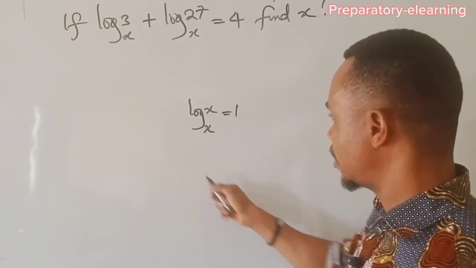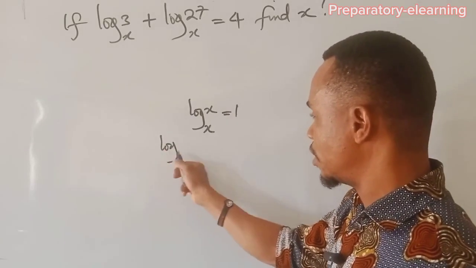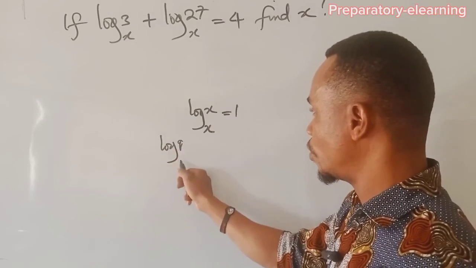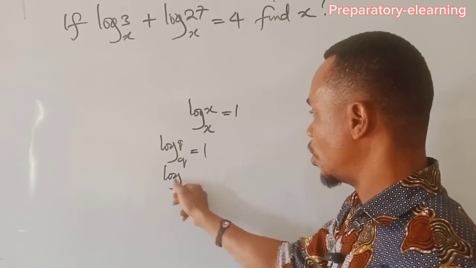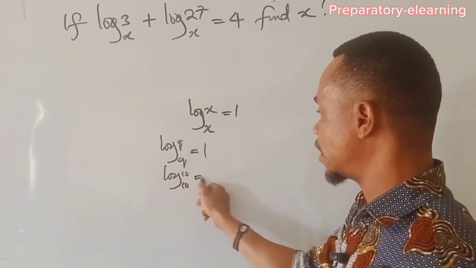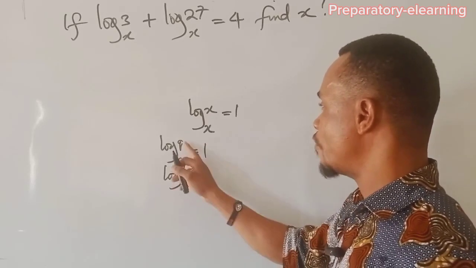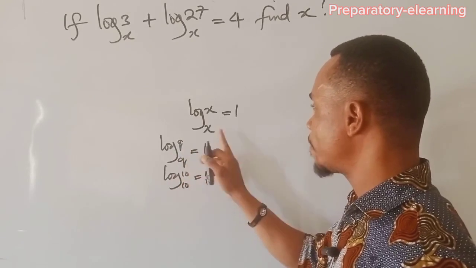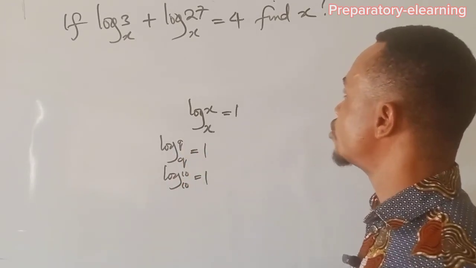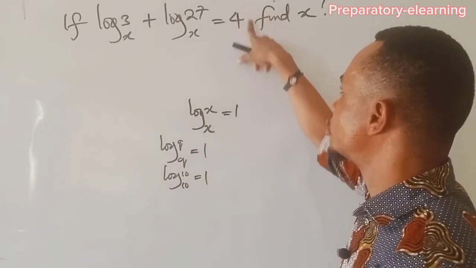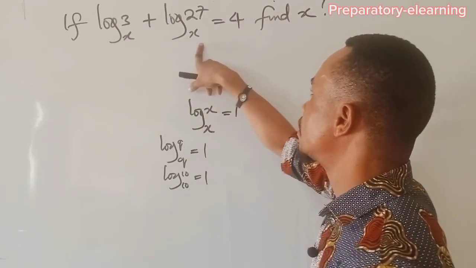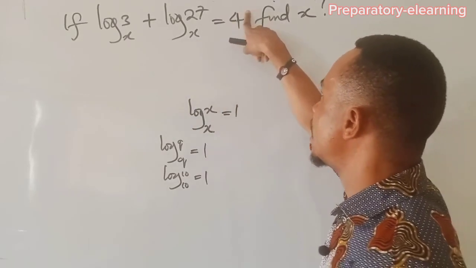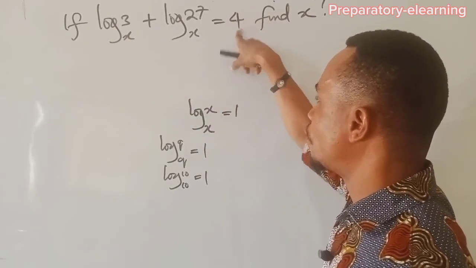There is a law that says log of the same base, be it log q base q, the answer is still 1. Also, log 10 base 10, the answer is still 1. As long as the log of a number and the base is the same, the answer is 1. So what are we going to introduce here to 4? Because the base is x, we introduce log x base x to 4.